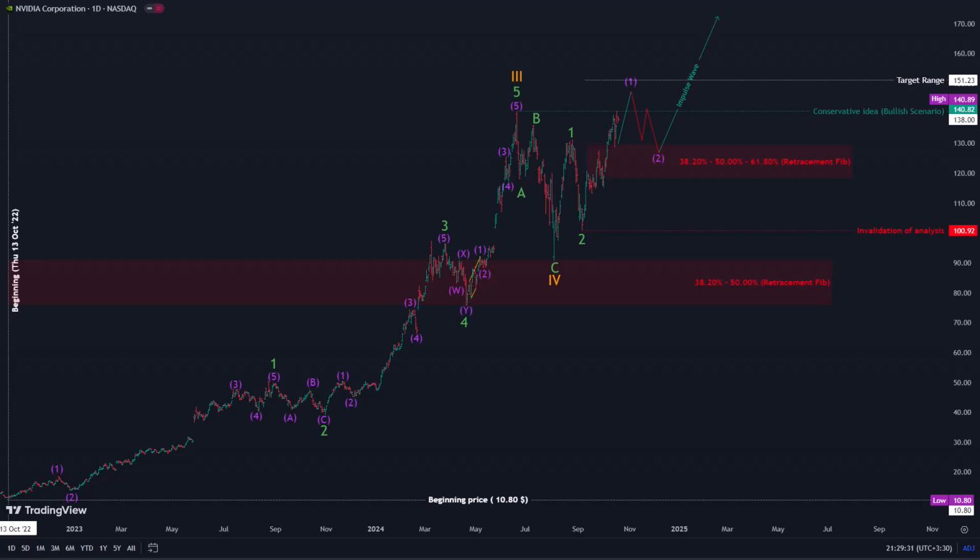Alternatively, it could be a sequence of waves 1 and 2, but the second cycle must not cross the beginning of the first wave.